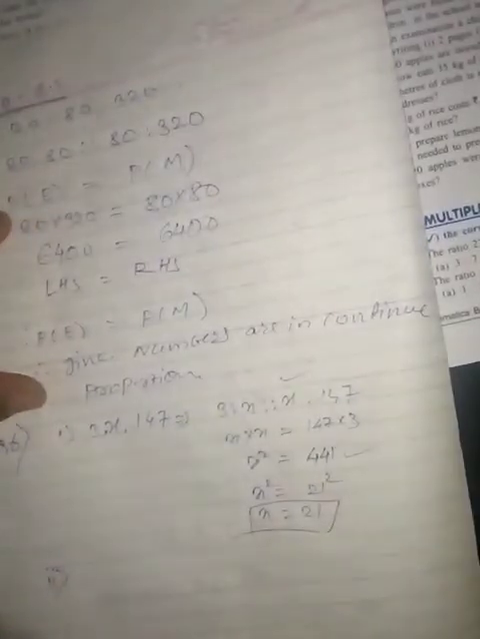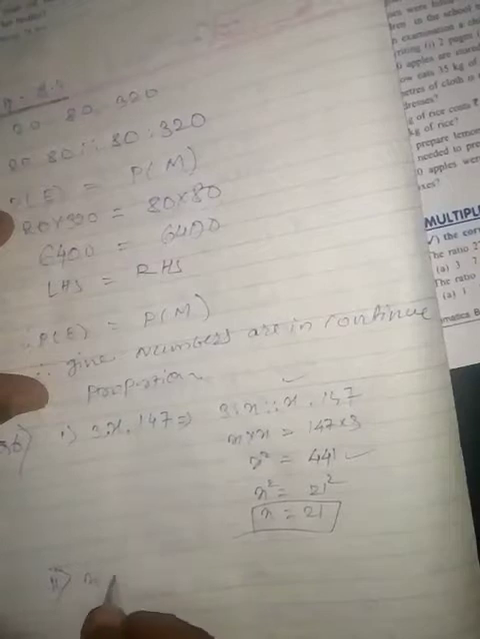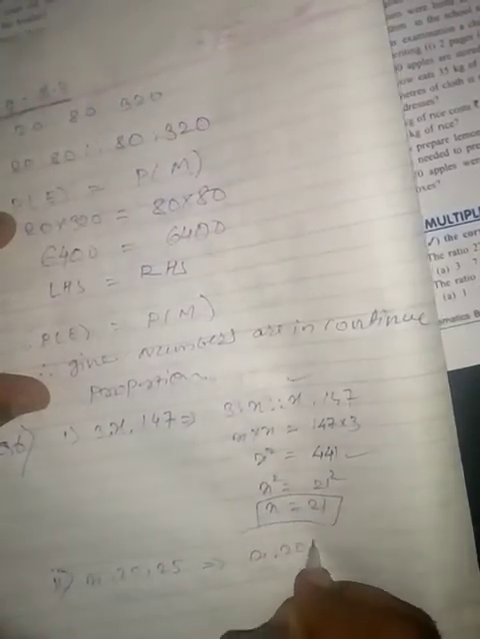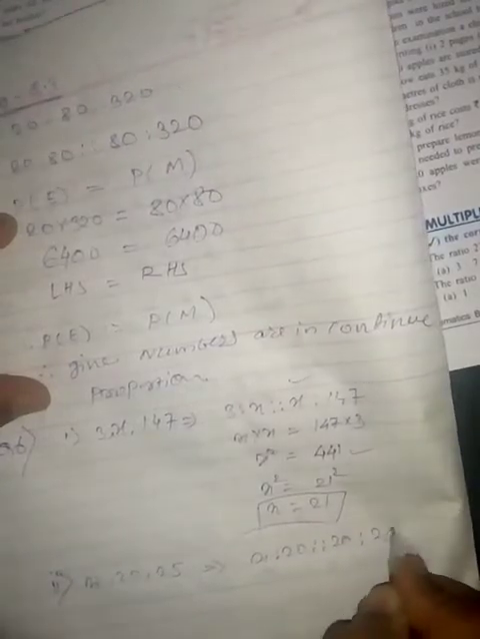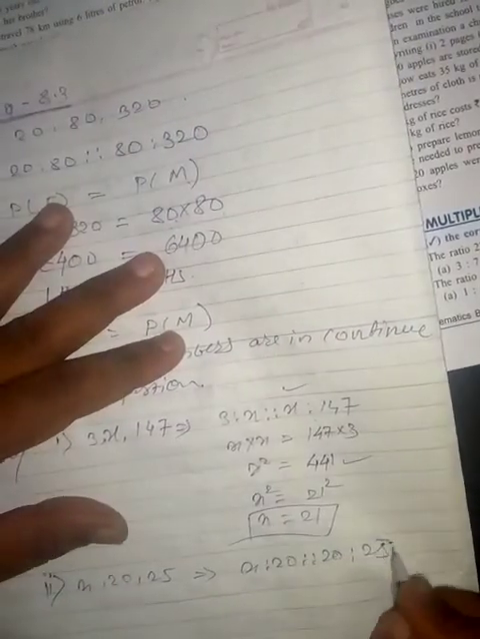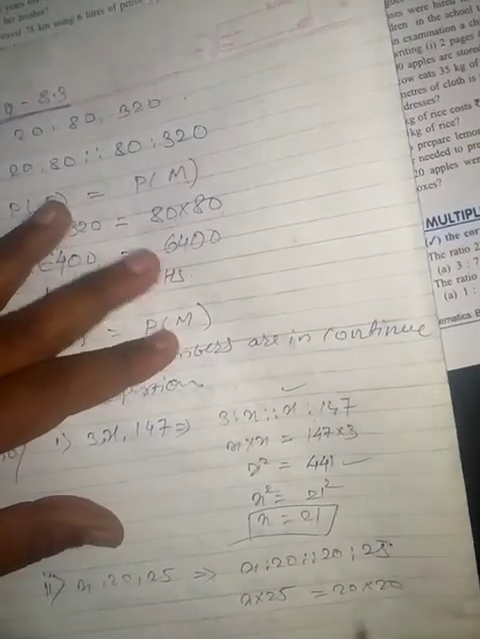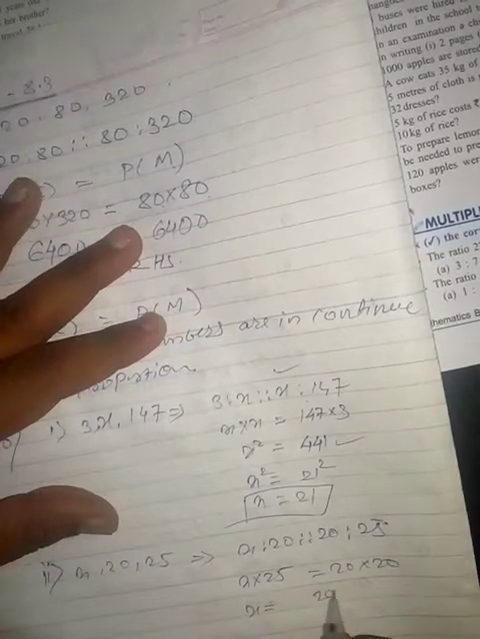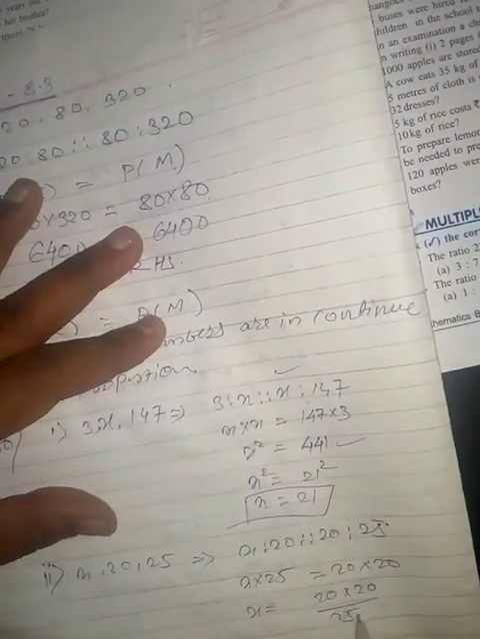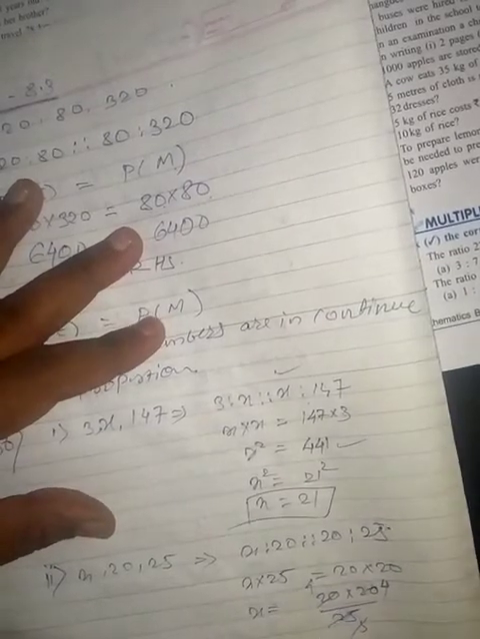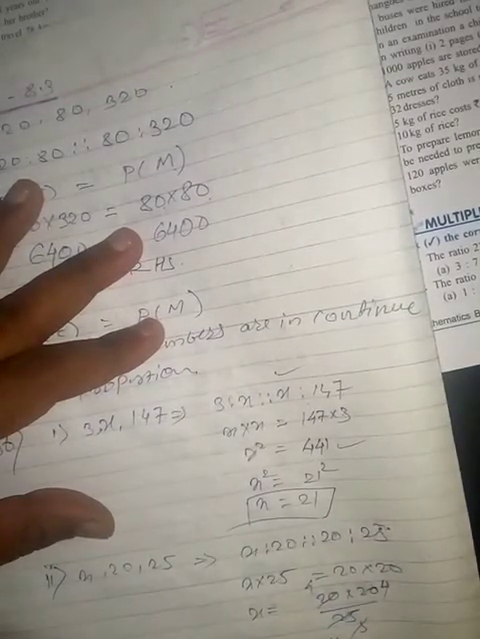You should know the squares of the numbers, then you will come to know the value. Okay, second one is what? In that, x, 20 and 25. So how will we write this? x is to 20 in proportion with 20 is to 25. Okay, so what? x multiply 25 is equal to 20 multiply 20. Therefore x is equal to 20 multiply 20 upon 25. 5 5s are 25, 5 4s are 20. Therefore x is equal to 4 multiply 4, that's equal to 16.